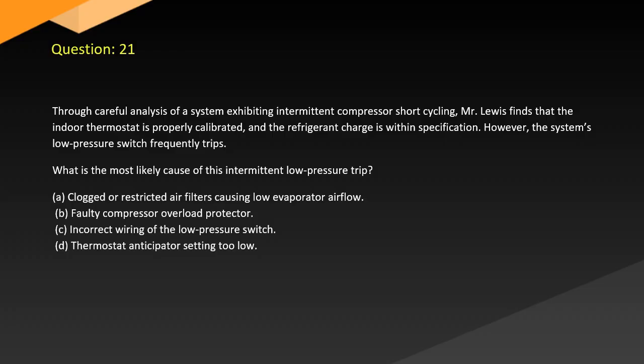Question 21. Through careful analysis of a system exhibiting intermittent compressor short cycling, Mr. Lewis finds that the indoor thermostat is properly calibrated and the refrigerant charge is within specification. However, the system's low pressure switch frequently trips. What is the most likely cause of this intermittent low pressure trip? A. Clogged or restricted air filters causing low evaporator airflow. B. Faulty compressor overload protector. C. Incorrect wiring of the low pressure switch. D. Thermostat anticipator setting too low.